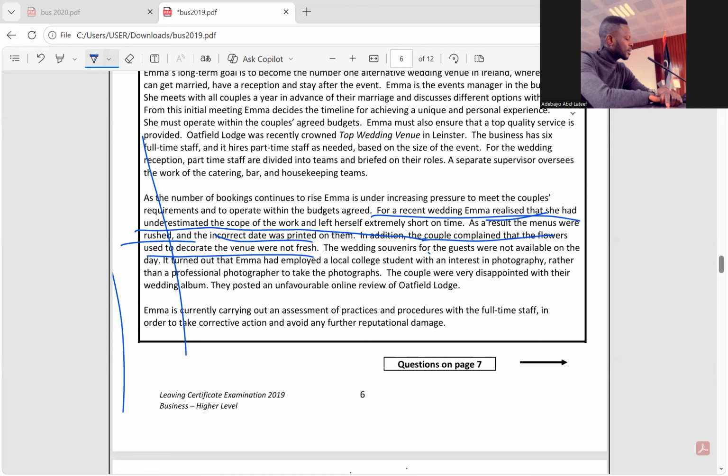Two, the supplier should have the necessary skill to provide the service. The person providing the service must be skilled to carry out the service. But here, Emma used a college student. Emma had employed a college student with an interest in photography rather than a professional photographer to take the photographs. That was why the album of the wedding ceremony was not good, and why the clients were not happy with their album. So Emma did not employ a qualified, skilled photographer. She rather used someone without skill, a college student that has only an interest in photography. Having an interest in photography does not make you an expert.